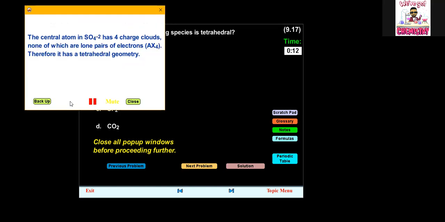The central atom in SO4-2 has 4 charge clouds, none of which are lone pairs of electrons. Therefore, it has a tetrahedral geometry. Hence, SO4-2 is the correct answer.